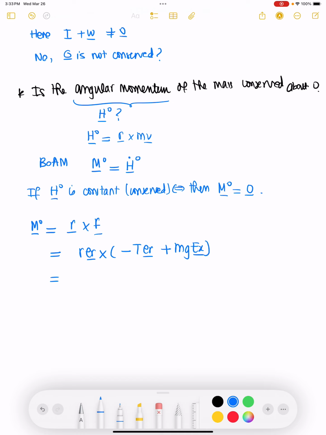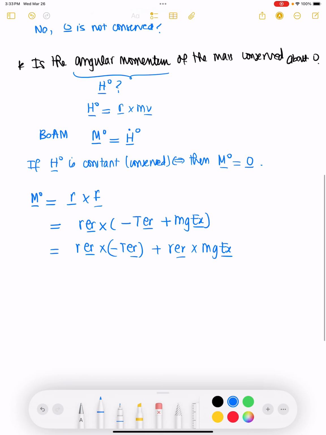Now I'll distribute my cross product. That's r e_r cross minus T e_r plus r e_r cross m g e_x. Now here e_r cross e_r, that's equal to 0. The first term is 0. The second term involves the cross product of e_r and e_x.